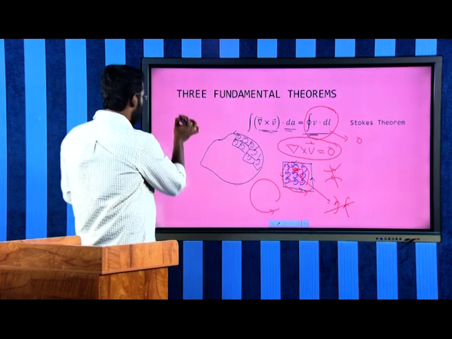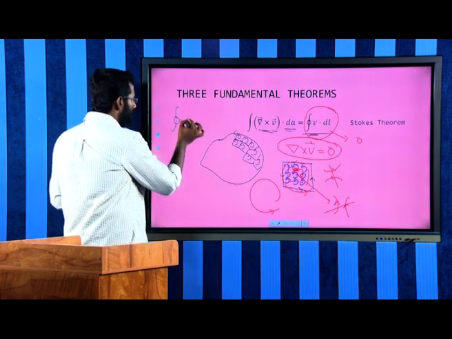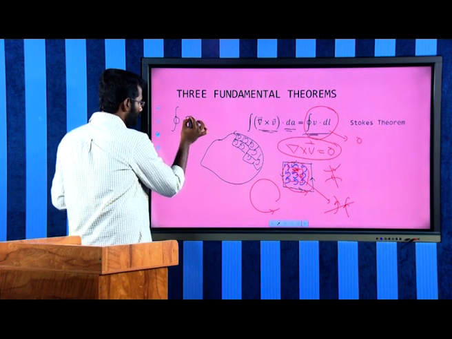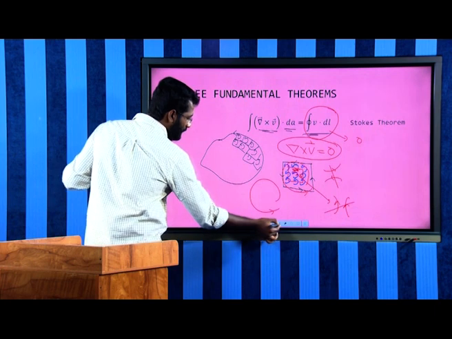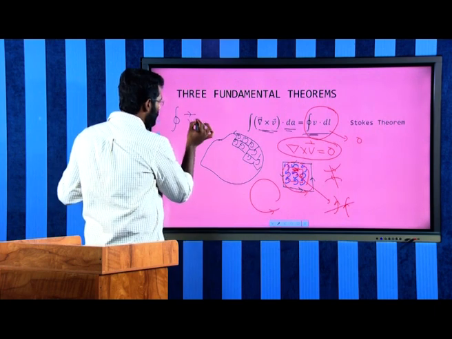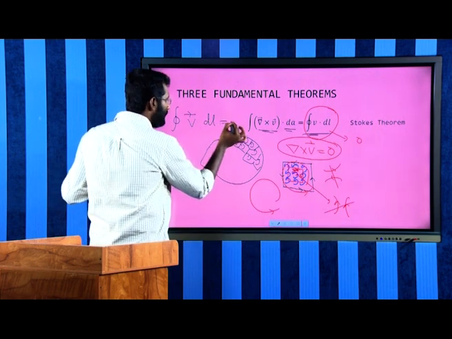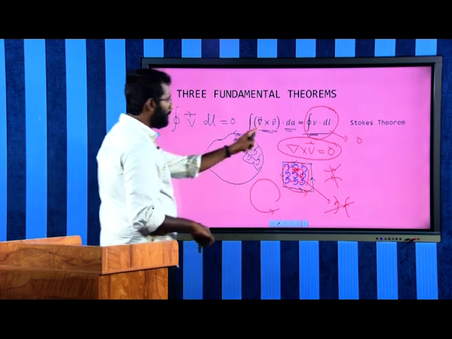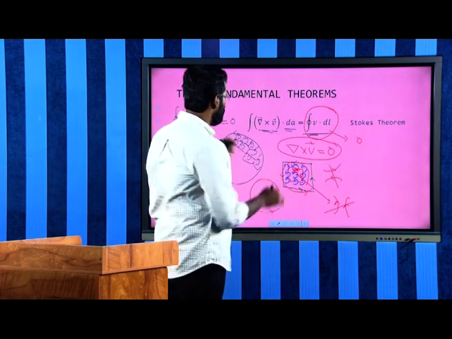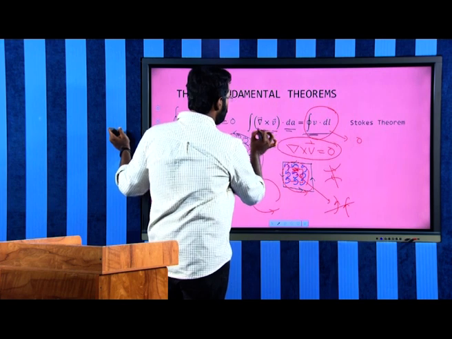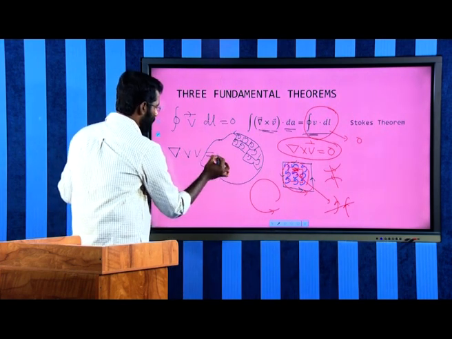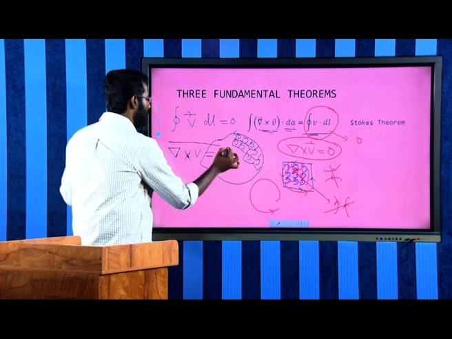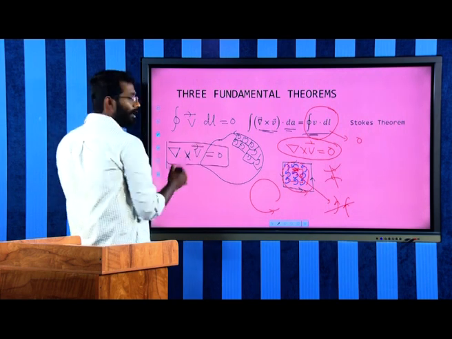That means if you have a vector function V, and its closed integral of V dot dl is 0, then automatically from Stokes theorem the right side becomes 0. That means del cross V is also 0. So from this result we will go to something new called the potentials.